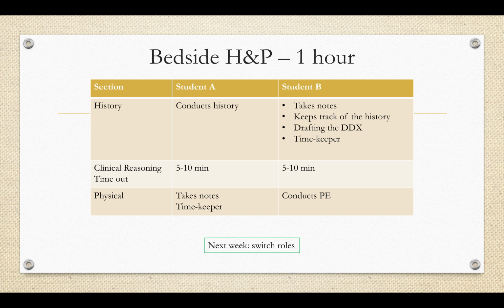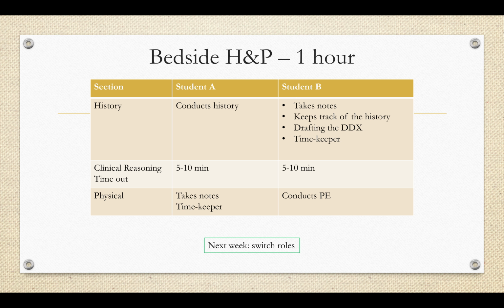Student B is not going to be observing in an inert fashion. They're going to be taking notes, keeping track of the history, what is already obtained, and what still needs to be obtained, and also starting to keep track of the differential diagnosis and the time. Because again, we don't want to be at the bedside more than an hour. History taking should take about half an hour, 40 minutes, something like that. Definitely no more than that.